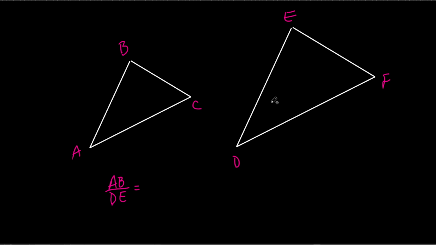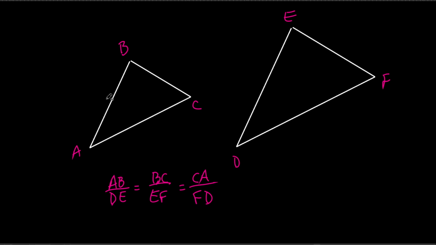So if I compare AB to DE, let's compare BC. What am I going to compare BC with? Compare BC with what over here? EF. And then, what else? Let's say C, we'll call it CA. What if I take CA? What's this one going to be over here? FD.